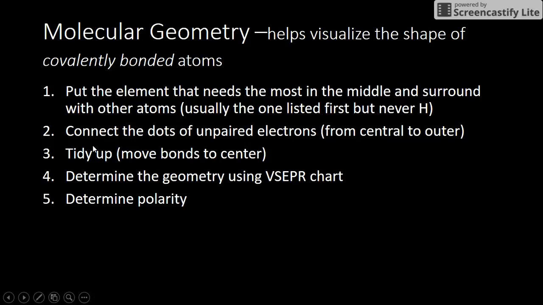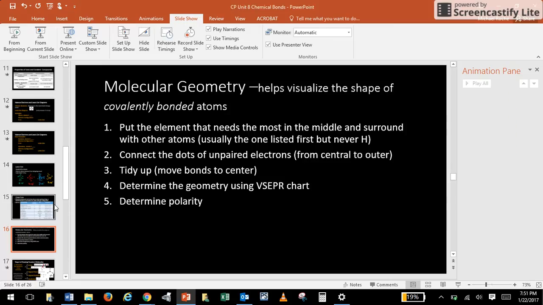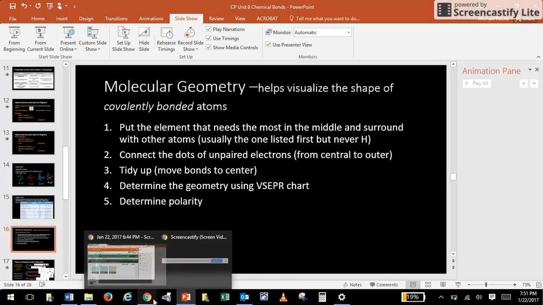All right, so that'll get us to molecular geometry. I'm going to stop here because much of this will be done elsewhere.